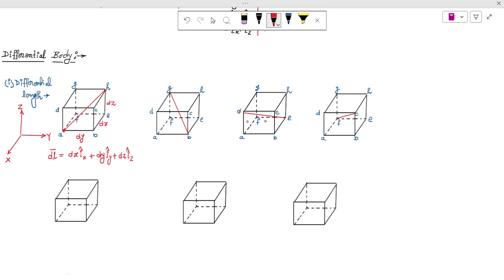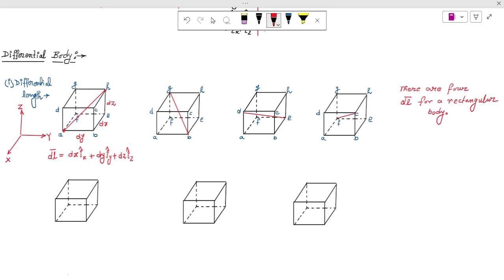So for a rectangular cube, there are four dl, in short, differential lengths for a rectangular body.